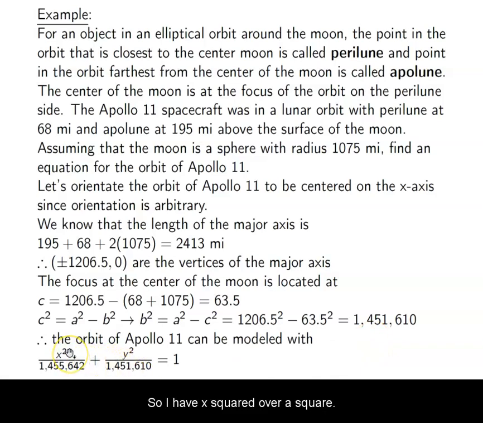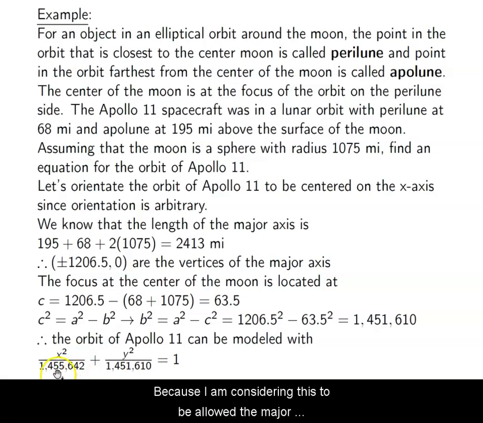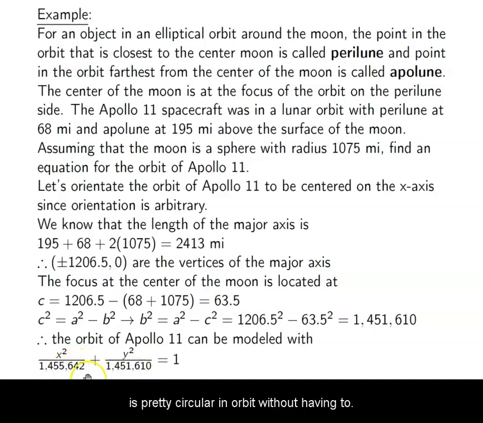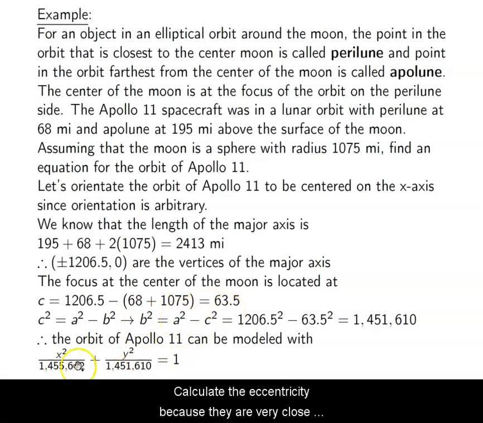So I have x squared over a squared, because I am considering this to be along the major axis on the x-axis, and y squared over b squared for the minor axis. Because this was already squared, I didn't have to find the square root. Remember the equation is x squared over a squared plus y squared over b squared equals 1, because I'm putting the longer side on the x-axis. As you can tell, this orbit is pretty circular without having to calculate the eccentricity, because they are very close in value to each other. The difference between a squared and b squared is not a lot.